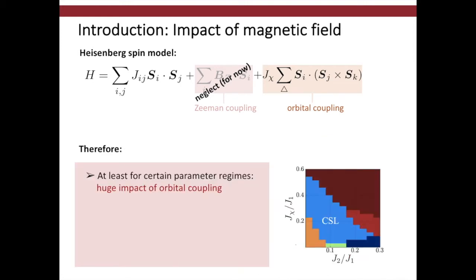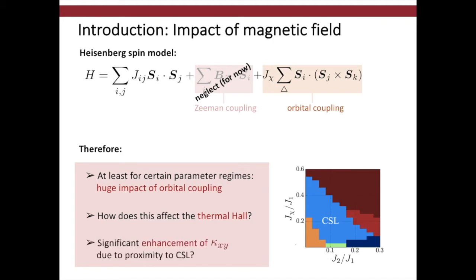Taken together, we see that, at least for certain parameter regimes, the impact of the orbital coupling is way more significant than one would naively think based on its numerical value. As a magnetic field is necessarily present in the thermal Hall measurements, it seems important to ask, how does this affect the thermal Hall conductivity? In particular, when driving the system in proximity to a chiral spin liquid, does this allow for an enhancement of kappa xy?